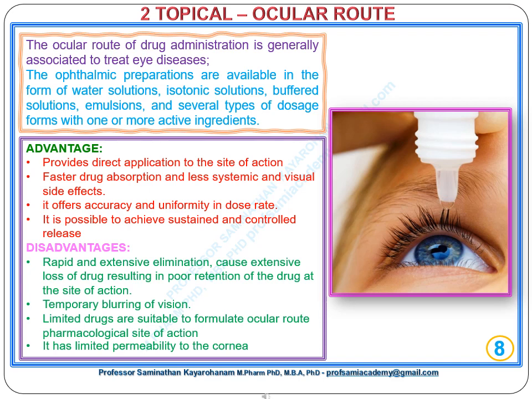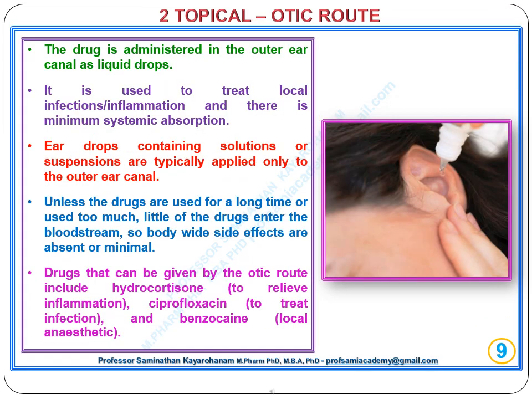Disadvantages: rapid and extensive elimination, cause extensive loss of drug resulting in poor retention of the drug at the site of action. Temporary blurring of vision. Limited drugs are suitable to formulate for the ocular route. It has limited permeability to the cornea. Next slide. Type 2, topical, otic route. The drug is administered in the outer ear canal as liquid drops.